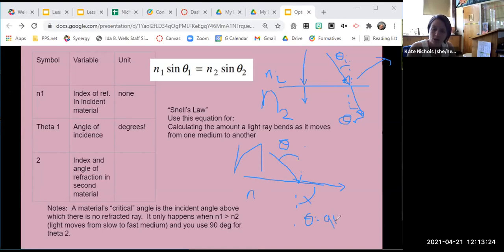And so if you want to calculate this magic angle, this angle of incidence for which there is no refracted ray, the refracted ray stays on the surface, you plug in 90 degrees for that theta 2 value here, and you plug in your n values that you know, and that allows you to calculate what is known as the critical angle for a material.